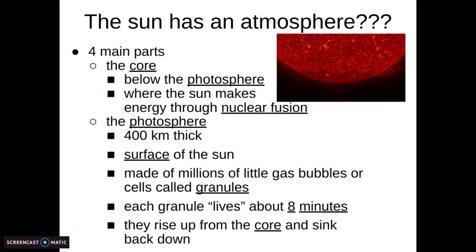The core's temperature is about 27 million degrees Fahrenheit. It's pretty warm. Then we have the photosphere, which is about 400 kilometers thick, which is about, if you think about it in miles, 249 miles thick. It is the surface of the sun. It's made of millions of little gas bubbles that are called granules. Each of these granules or gas bubbles lives about 8 minutes. So that's how long they last, and then other granules will form. They rise up from the core and then they sink back down. So the core is super hot. So as they cool off, they rise up and then they sink back down and get hot again, and it's just a cycle.